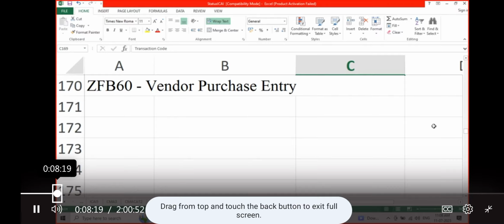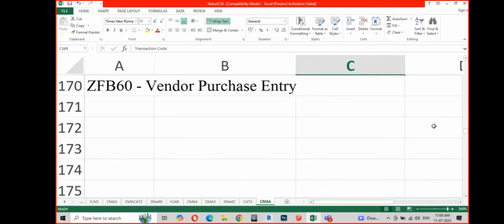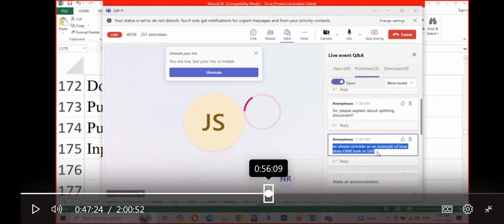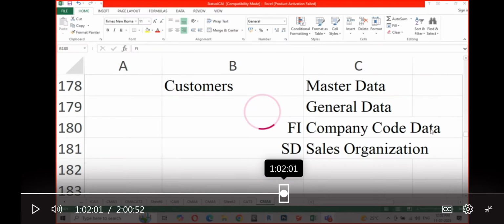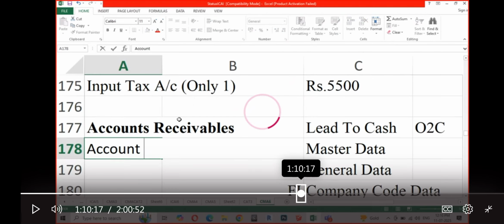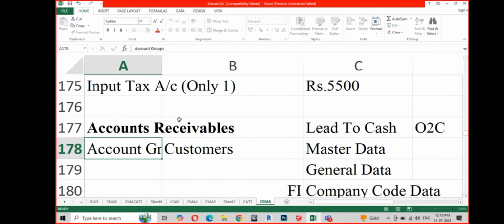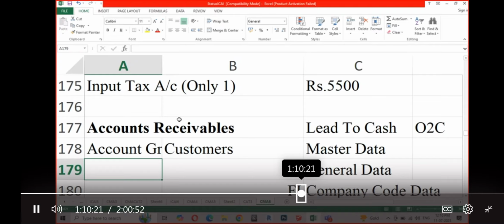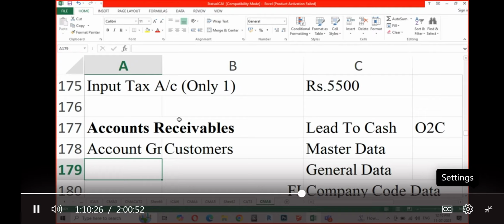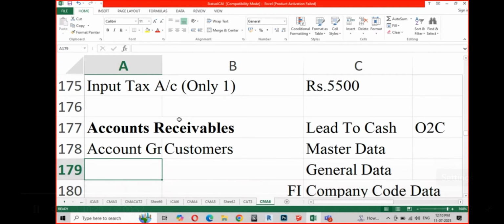Code to enter the vendor invoice. Now, as a part of the standard SAP system, here also, it is not necessary for us to create the master data for all the customers.